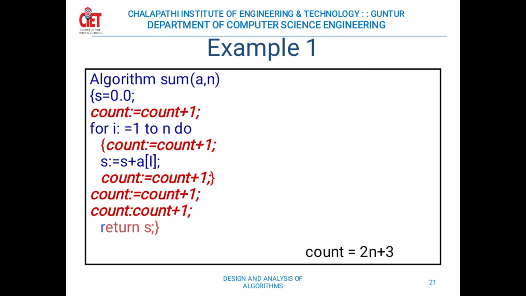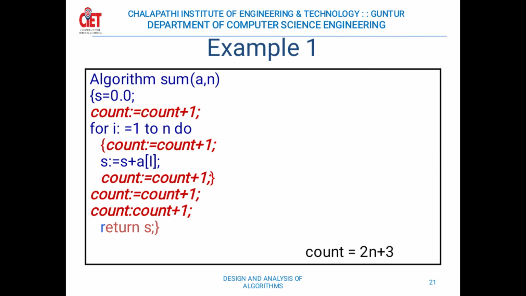Finally, return s. It is also a one step statement. So to execute it, one step is required, so the count variable value is incremented by 1. Finally, before the for loop, count is incremented by 1. After exiting the for loop, count is incremented by 1. Before the return statement, count is incremented by 1.